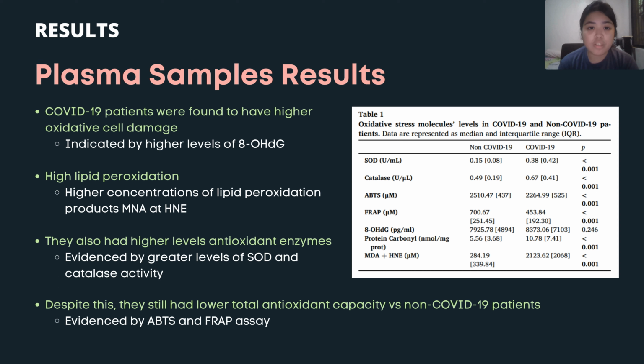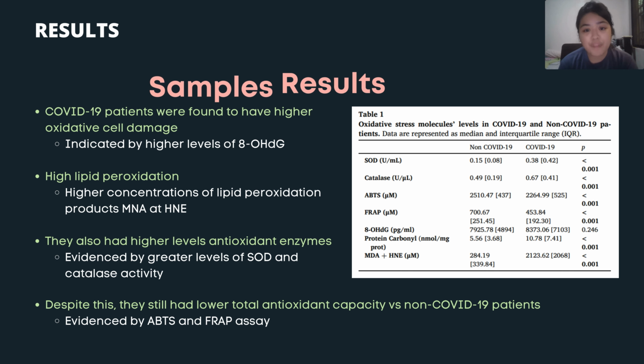In response to oxidative stress, antioxidants act on free radicals by donating an electron and decreasing their reactivity. So it makes sense that COVID 19 patients had higher levels of antioxidant enzymes, evidenced by greater levels of SOD and catalase enzyme activity. Despite this, they still had lower total antioxidant capacity versus non COVID 19 patients, which is evidenced by ABTS and FRAP assay.